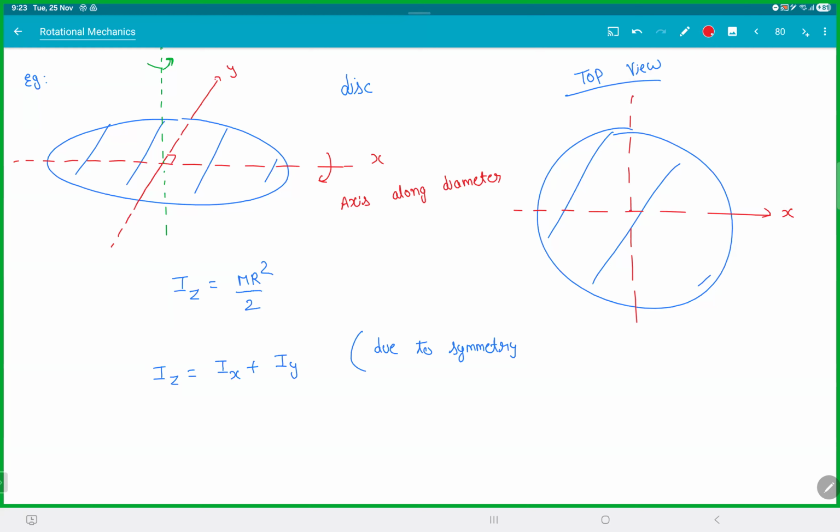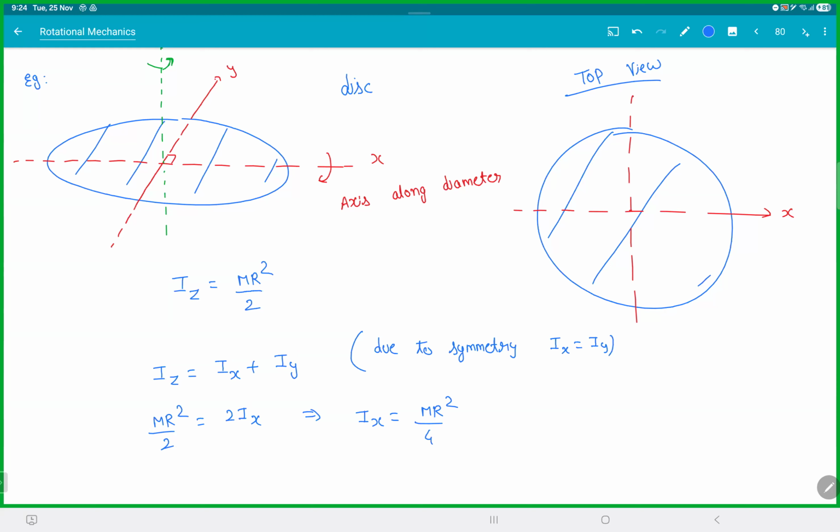So due to symmetry, Ix is equal to Iy. Therefore, mr square by 2 is equal to 2 times Ix. Therefore, Ix is equal to mr square by 4. There, no integration, nothing. Remember, we integrated only for an axis perpendicular to the plane. We don't know how to do it for a diameter. But we can use perpendicular axis theorem and get this.